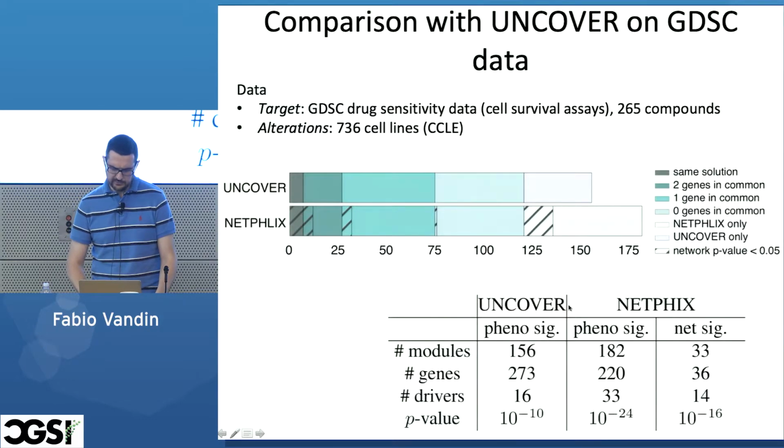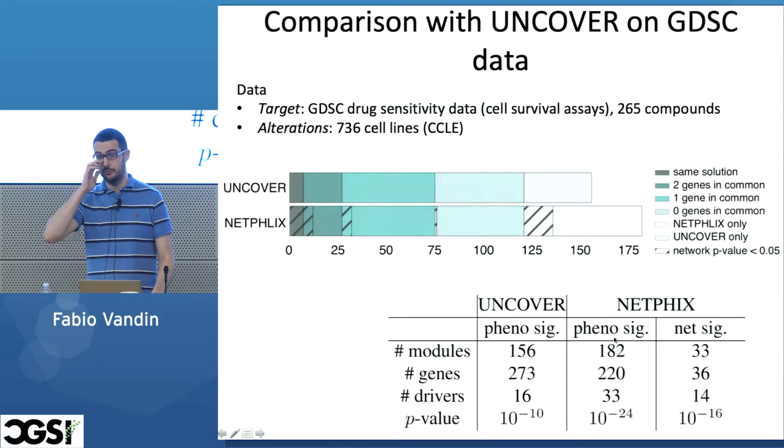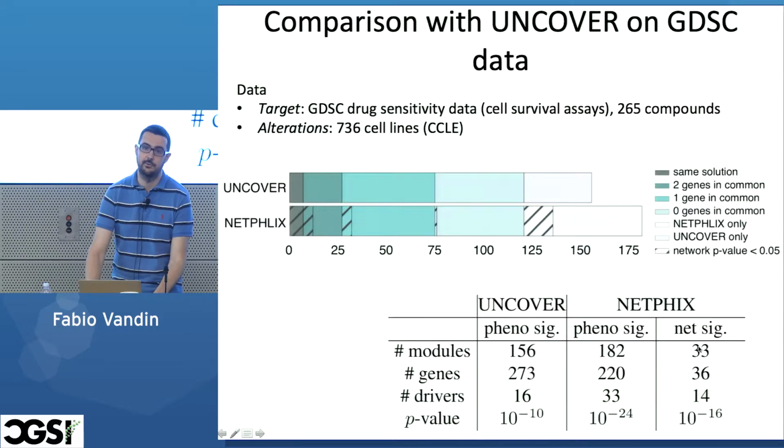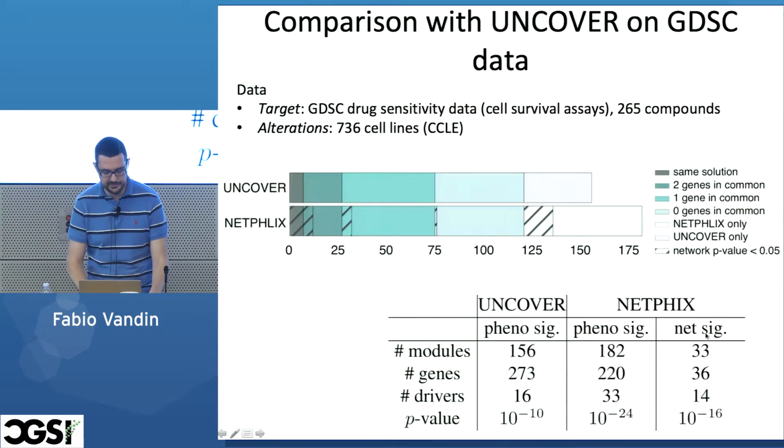And in this table, we have the number of modules identified by the two methods. Uncover reports 156 significant modules, while Netflix finds more significant modules when you use the phenotype permutation testing. Then, if you also consider the network permutation testing, the number of modules that are reported as significant by Uncover decreases by a lot.